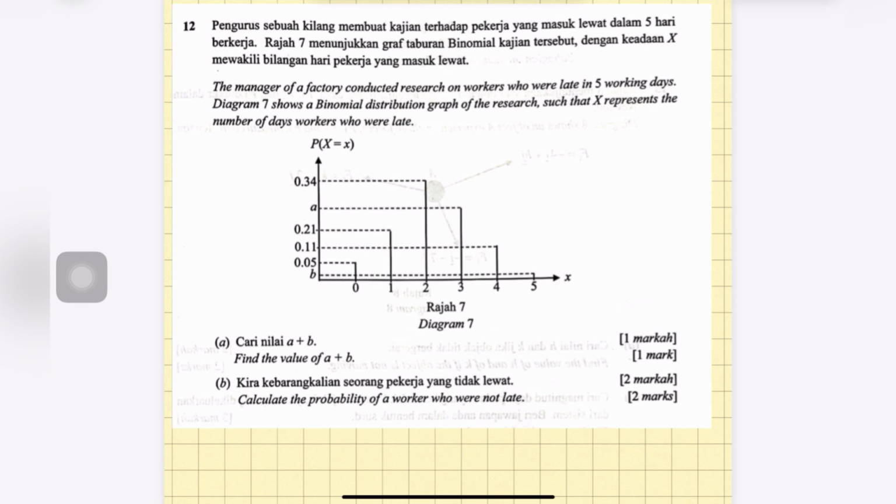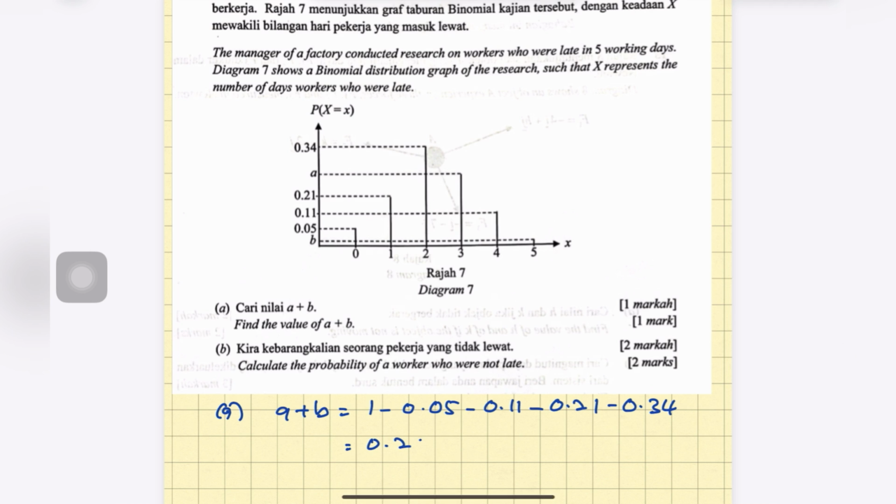Question number 12. The manager of a factory conducted research on workers who were late in 5 working days. Diagram 7 shows a binomial distribution graph of the research such that X represents the number of days workers were late. A. Find the value of a and b. Okay, a and b are probabilities, so we know the total probability is 1. So a plus b equals 1 minus all the probabilities given: 1 minus 0.05 minus 0.11 minus 0.21 minus 0.34. So this one equals 0.29.